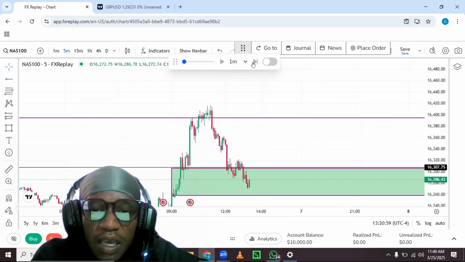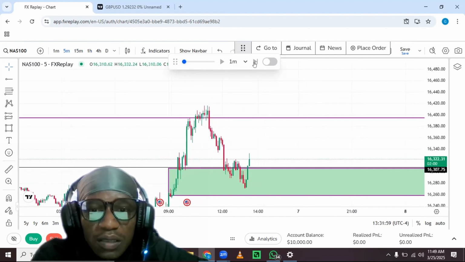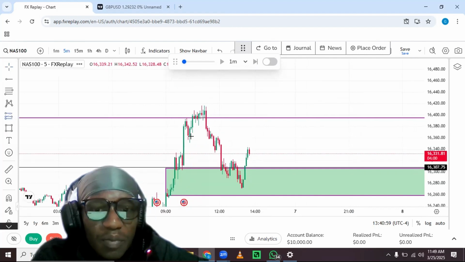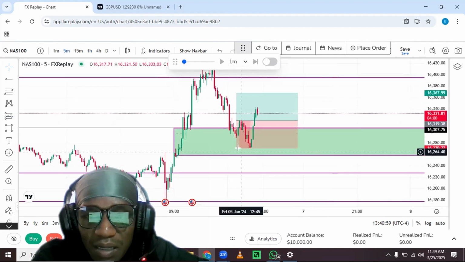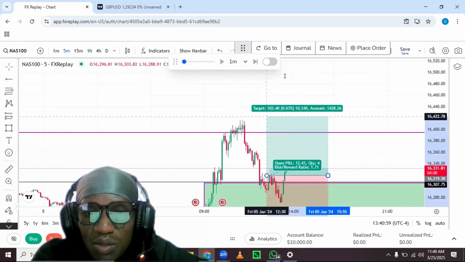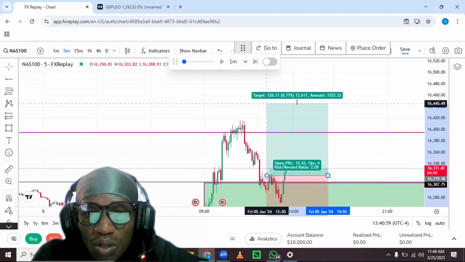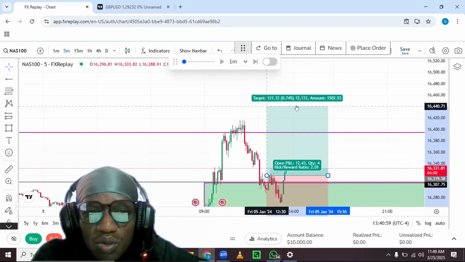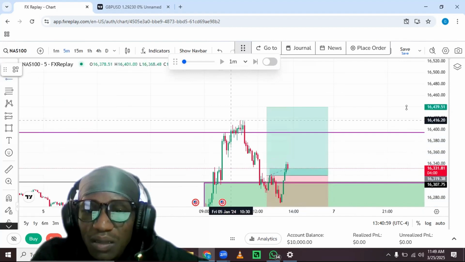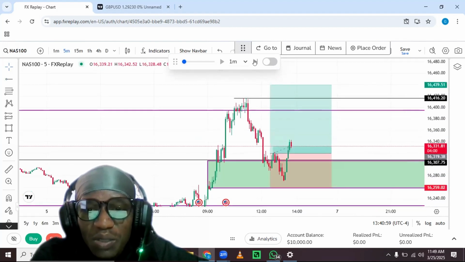In this fair value gap, I want to see a displacement. So this is a displacement. This is where I'd probably enter my buys, stop loss just underneath here. Target the 1 is to 2, or target these highs as well. This is where I'll probably take my partials.